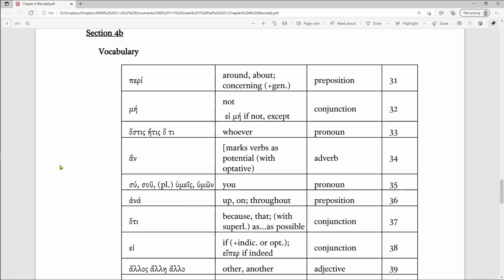What does optative mean? Can you just explain it? So we've studied indicative verbs. I paint the wall. A subjunctive verb would be I should paint the wall. The optative is one step further. I might paint the wall.